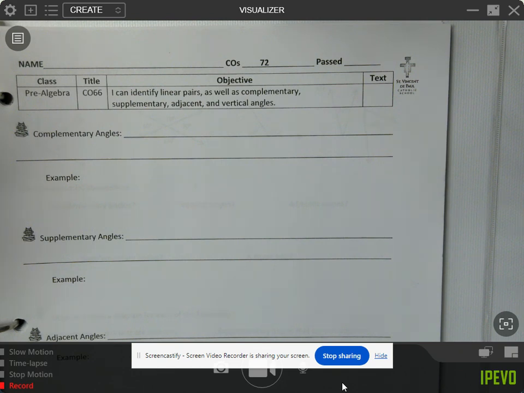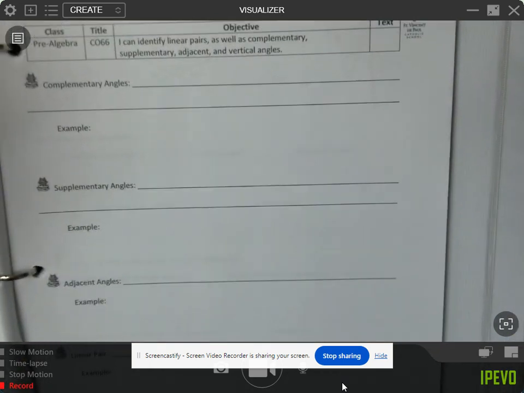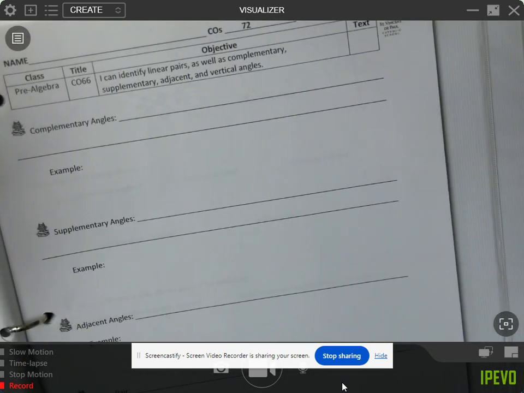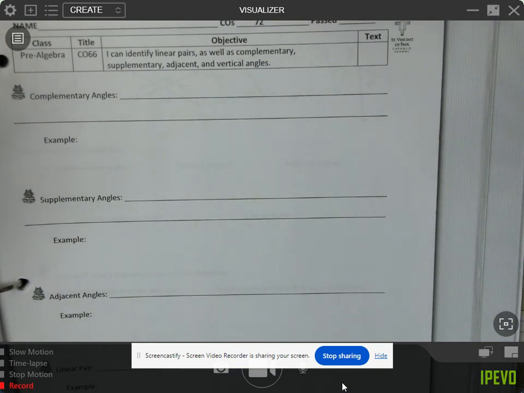So, we need to know what all of these vocab words mean. Complementary angles. Anybody have a guess what a complementary angle is? What do you think, James? I think the complementary angles are angles that, when you add them together, they make 180 degrees. That is an excellent guess.